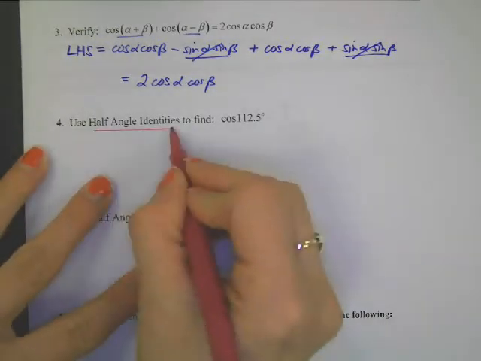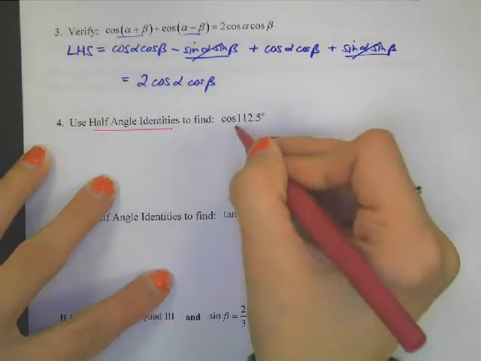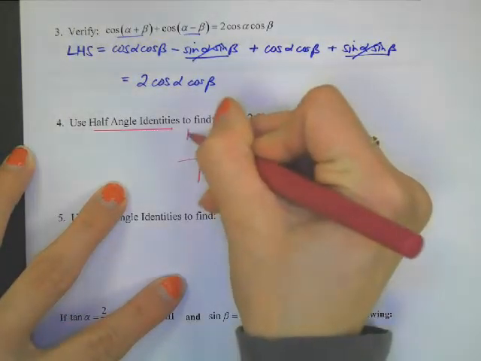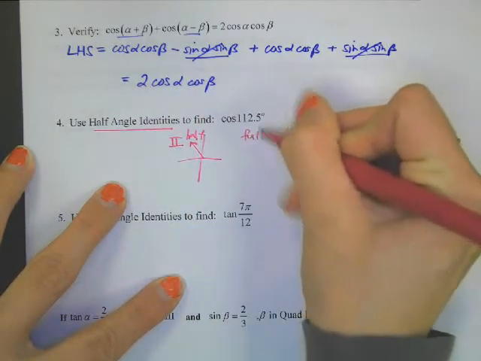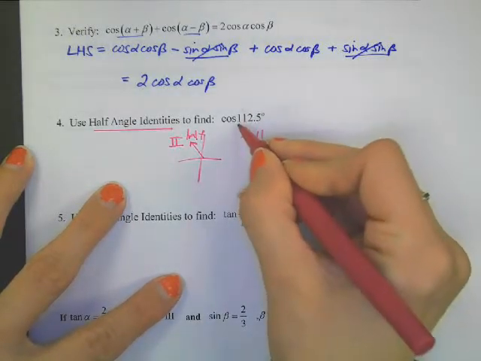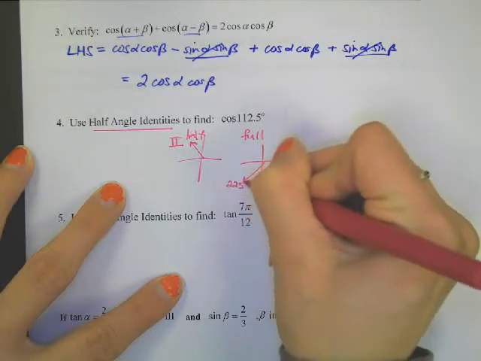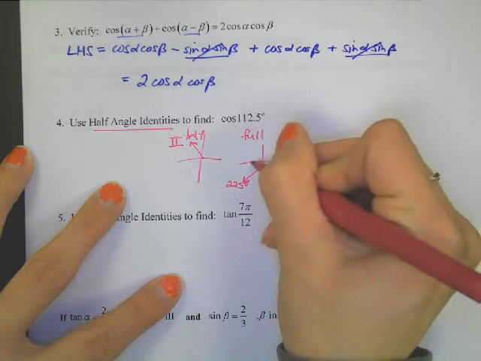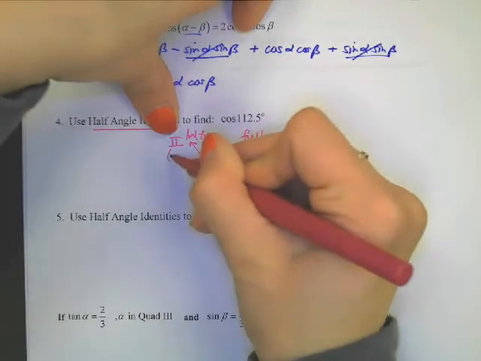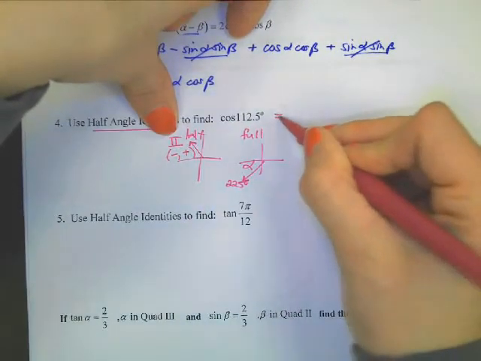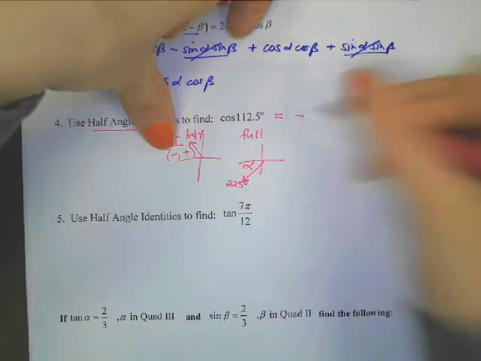Half-angle identities, remember these are the uglies, okay, and this is cosine. So this 112.5 is the half, and the half is in quadrant 2, and the full angle is 225, which is here. Here's the full angle, 225. Okay, that's the full angle, full alpha. So since the half is right here, it's negative comma positive. Should I pick the plus sign or the minus sign for cosine? Let's pick the minus sign.